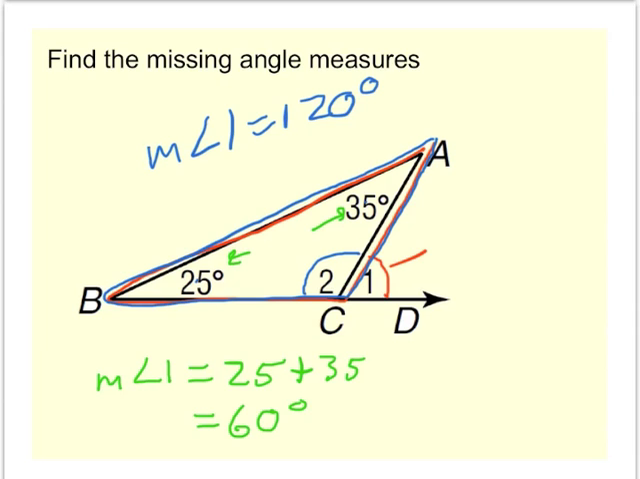Another way, if you want, is to look at angles 1 and 2 together, and they form a linear pair. Since angle 1 is equal to 60, I know angle 2 must equal 120, because linear pairs are supplementary. In other words, they form 180 degrees.